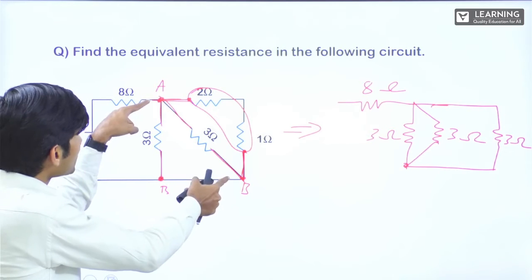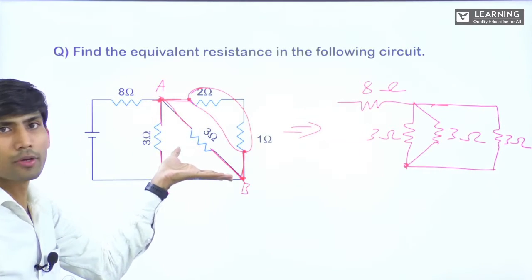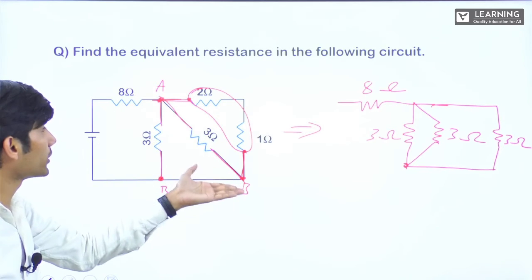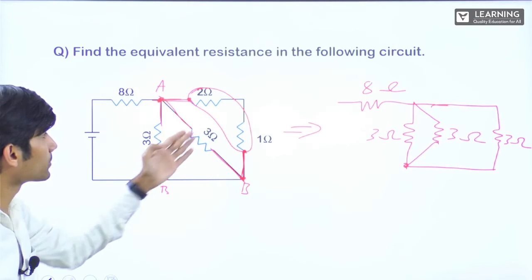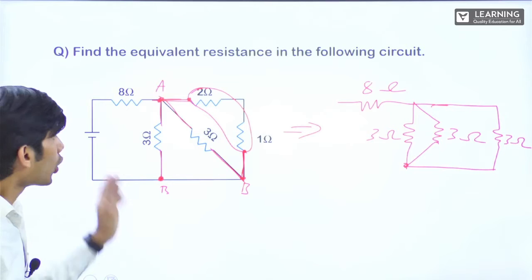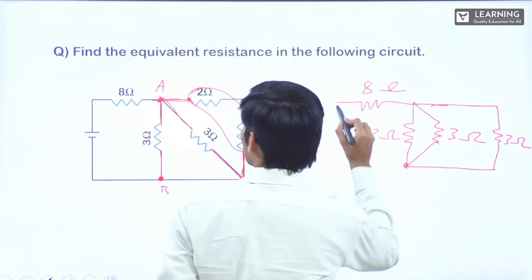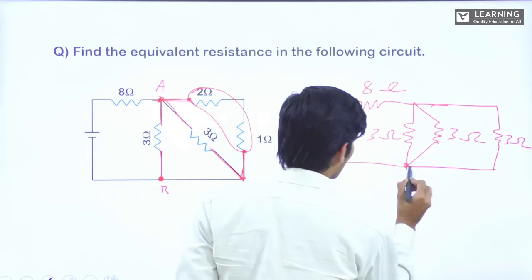All these three resistors, if you see across them, the potential difference is VA minus VB. One point is A, other point is B. For this also, one point is A, other point is B. For this series combination also, one point is A, other point is B. All the three are in parallel. These three are in parallel basically. Correct?